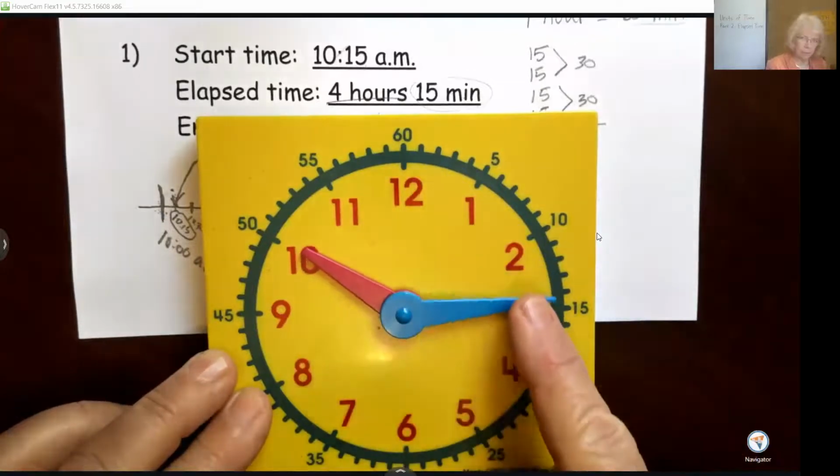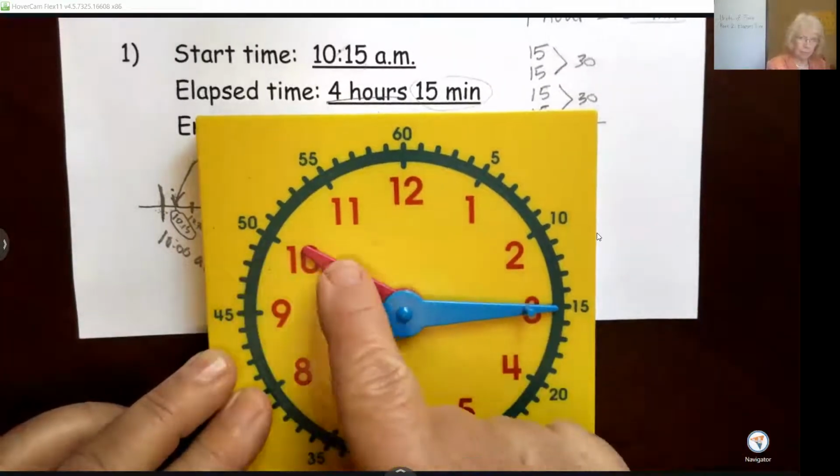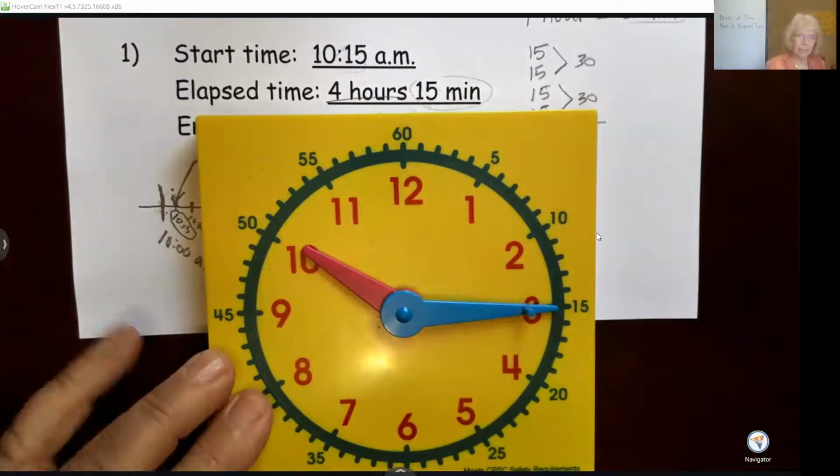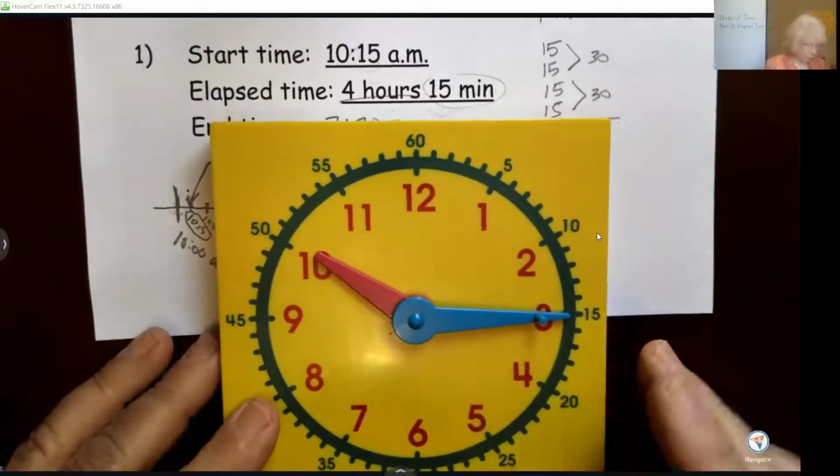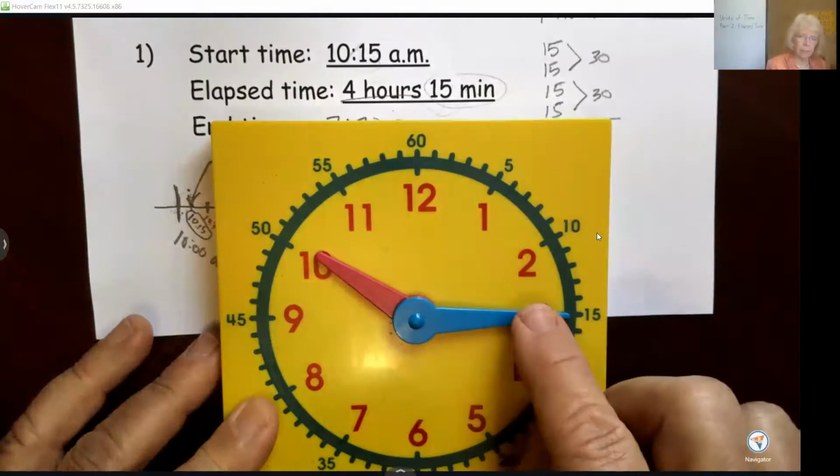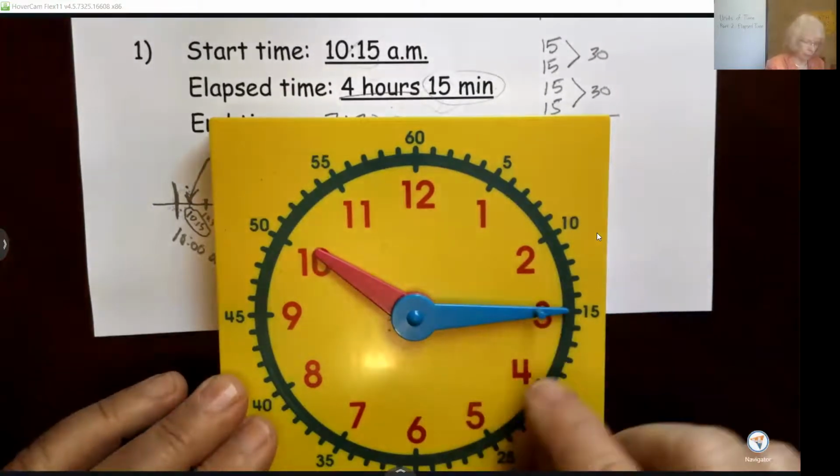When we travel around to 10:15, our hand moves a little teeny bit, okay? Now, 1 hour is 1 full rotation of that minute hand. So count with me, here we go.